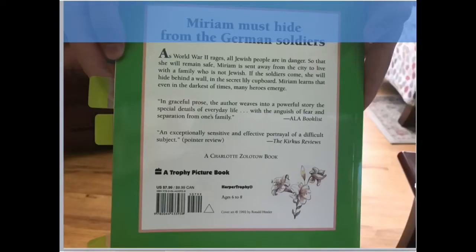The back of the book, The Lily Cupboard, I'm going to read that for you. There's a blurb. We call that a blurb on the back. Miriam must hide from the German soldiers. As World War II rages, all Jewish people are in danger. So that she will remain safe, Miriam is sent away from the city to live with a family who is not Jewish. If the soldiers come, she will hide behind a wall in the secret lily cupboard. Miriam learns that even in the darkest of times, many heroes emerge.